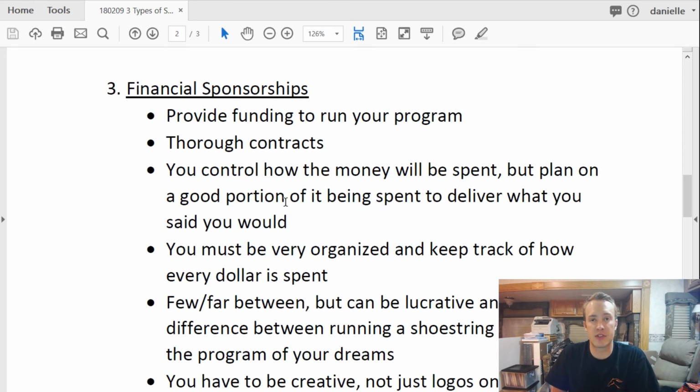Now, obviously, this is the sponsorship that everybody wants. Essentially, they'll provide you funding to run your program. That can be anywhere from $50, $20, all the way up to NASCAR and Formula One teams bringing in contracts that are literally hundreds of millions of dollars. So that can be just unbelievable.